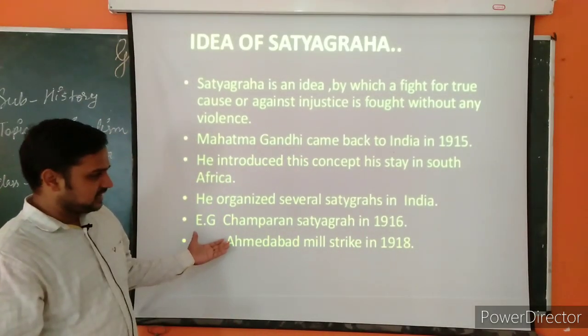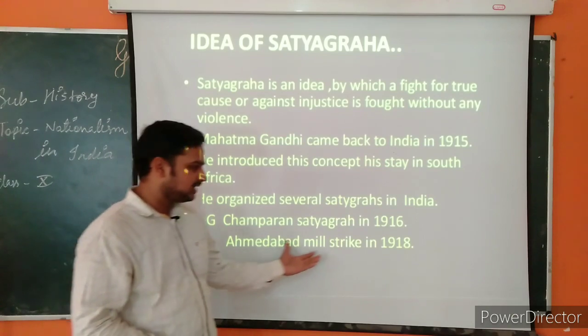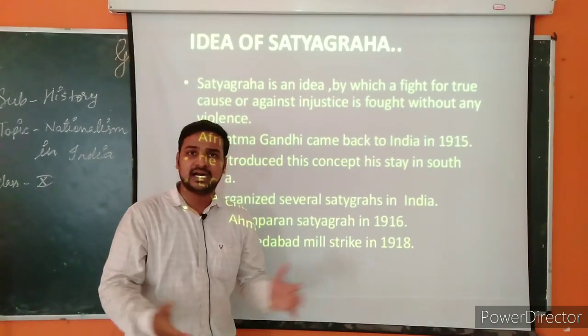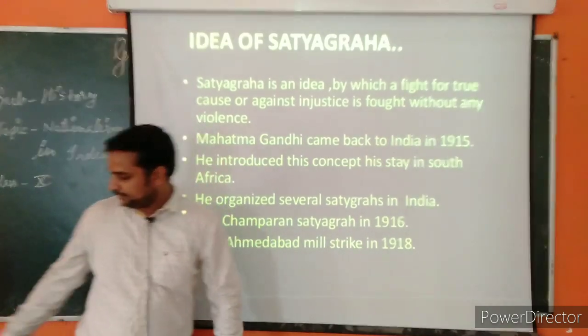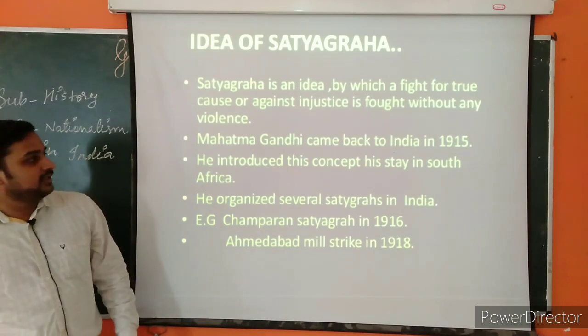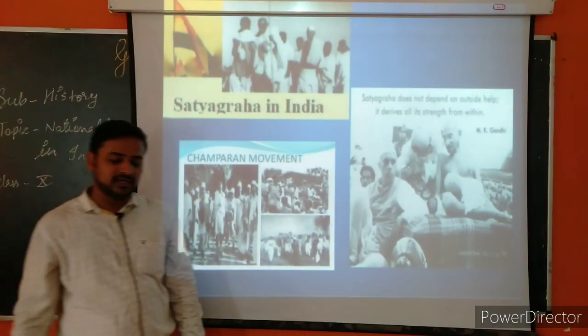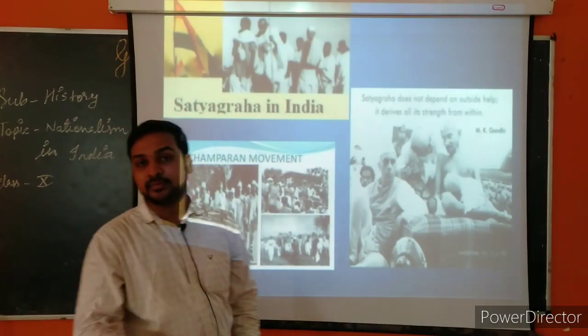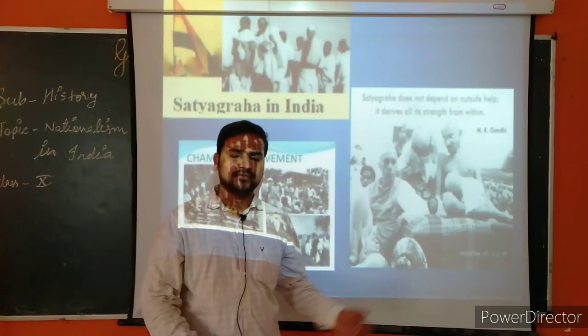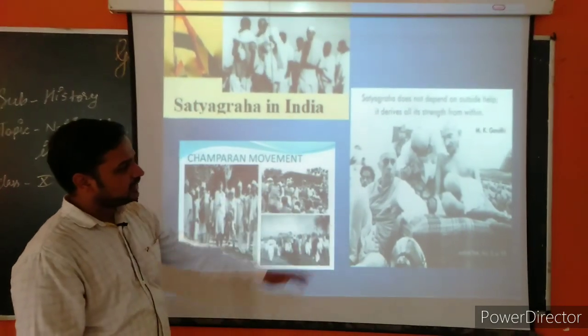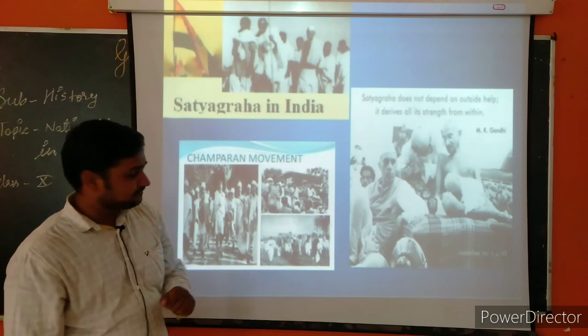So 1916 Champaran, then Ahmedabad in 1918, and Kheda as well, and then obviously in 1919 the Rowlett Act, which was very prominent. I will be discussing this Rowlett Act and Amritsar and Jallianwala Bagh. Everything will be discussed, but first of all have a look at this portrait.